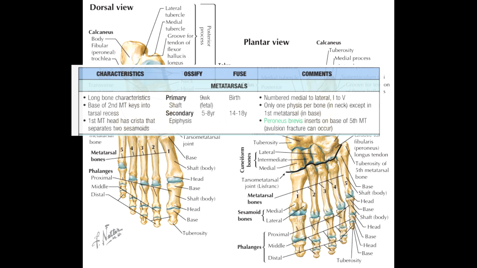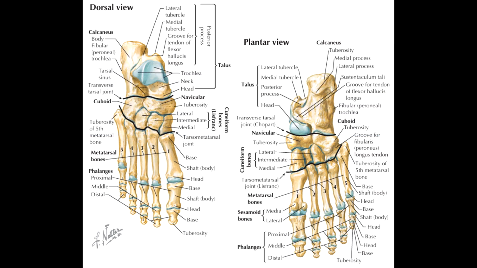Speaking of ossification, the metatarsals display a fascinating pattern. The shafts ossify early, around the 9th week of fetal life, whereas the secondary ossification centers at the heads appear later, between 5 and 7 years of age, and fuse during adolescence, around 14 to 18 years. An important exception is the first metatarsal, in which the ossification center is located at the base, rather than at the head. This distinction is not just a trivia fact, it has diagnostic significance in pediatric radiology, allowing us to distinguish normal development from pathological changes.